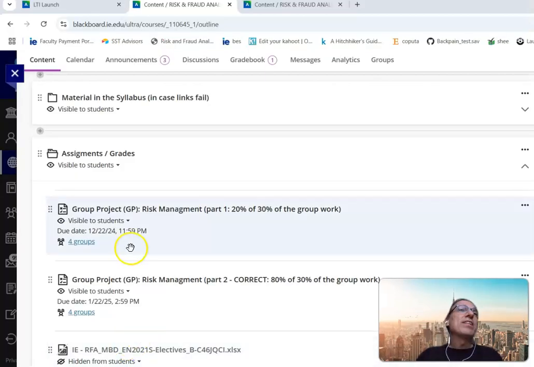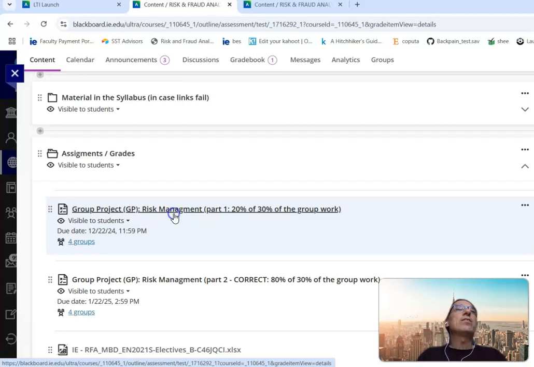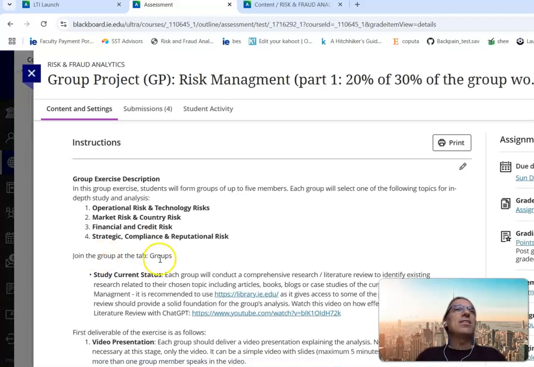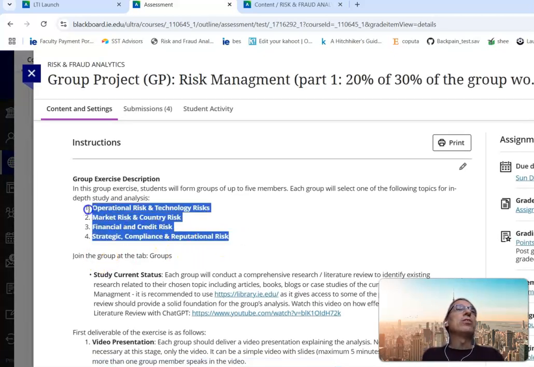Let me show you a couple of examples of group assignments. A few years ago, people actually worked on the type of fraud, so the types of risks: operational risk, market risk, financial risk, and so on and so forth.